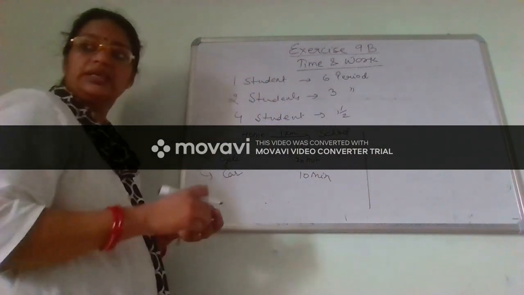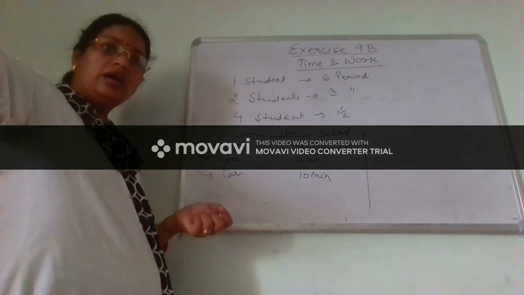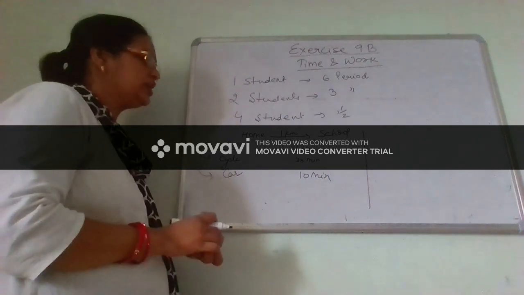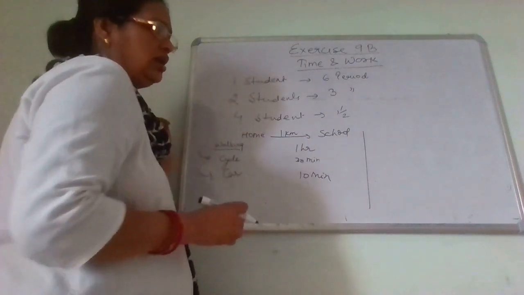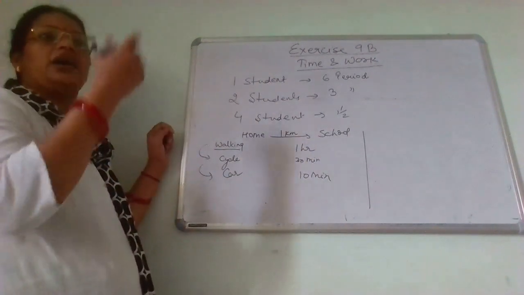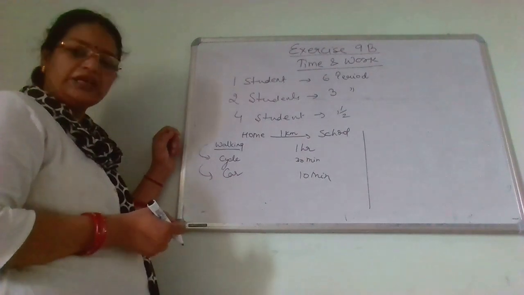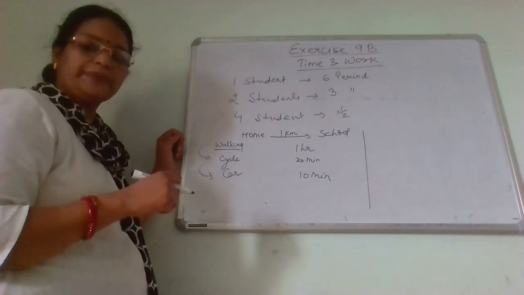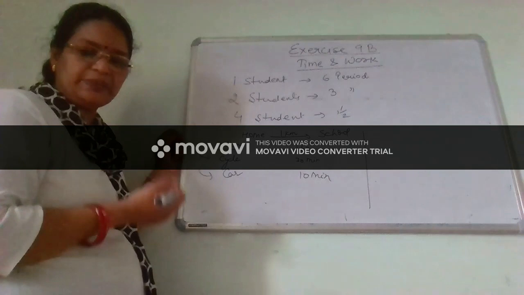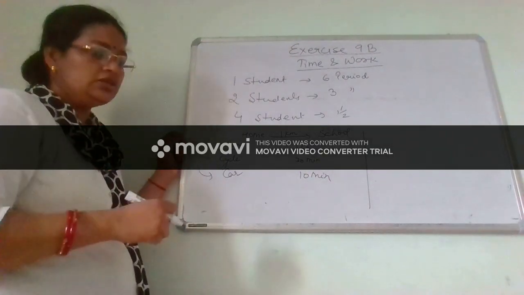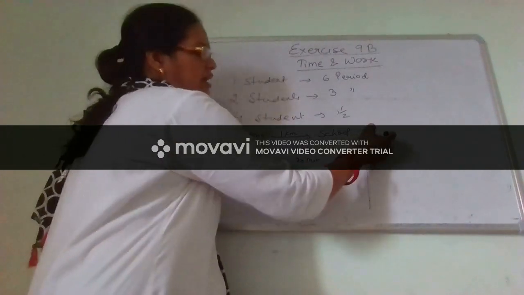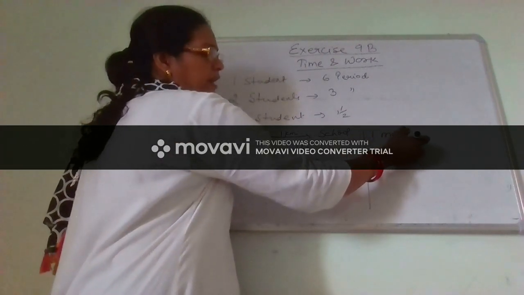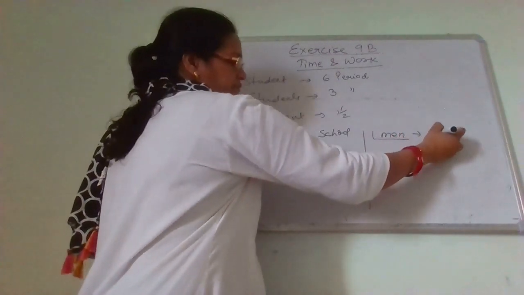Another example you can see. I have to paint my house, and I call the painter and say I have to paint my house. Please paint my house. So he will say, okay, I will paint. If one man comes, he will paint my house in 10 days.